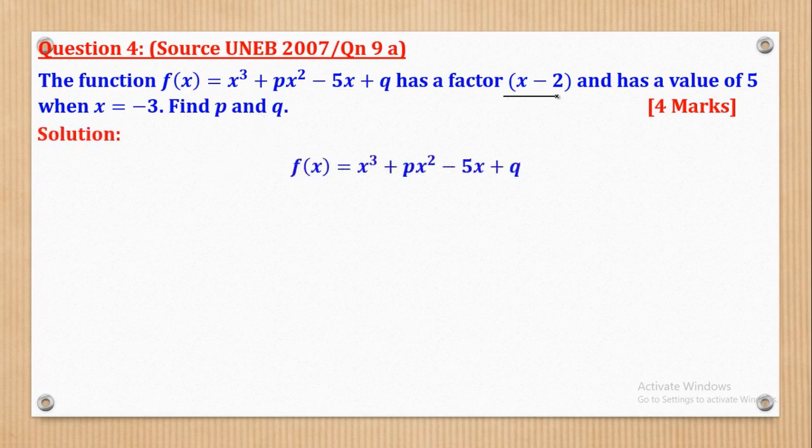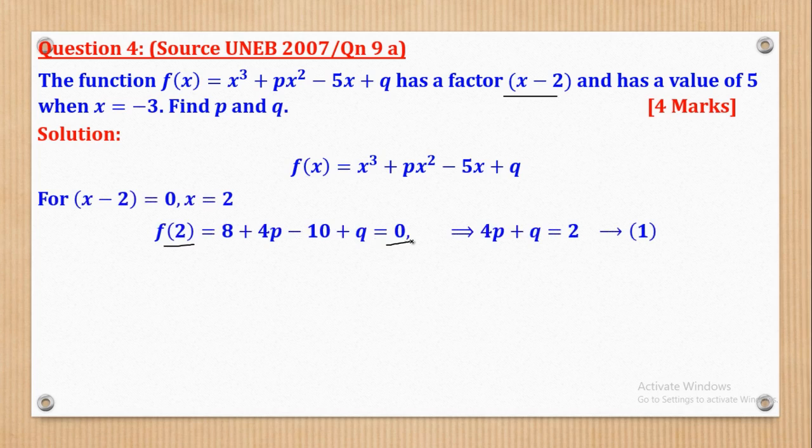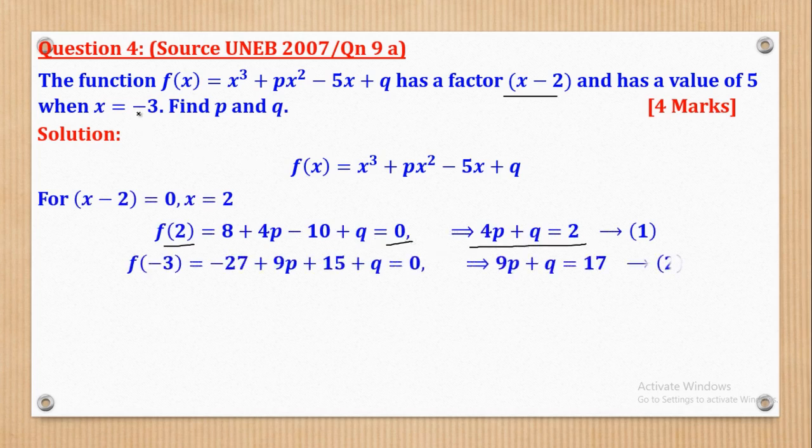So since this is a factor, it implies that the remainder is 0. Therefore, f(2) will be equal to 0, and that gives us equation 1. Then what about f(-3)? f(-3) will be equal to 5, as it was given in the question. So that gives us equation 2.